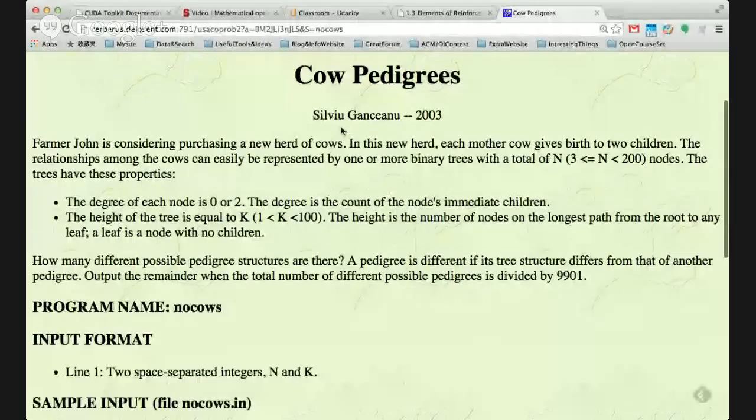Cow Pedigrees, 2003. Anyway, Farmer John has a lot of jobs to do. Farmer John is considering purchasing a new herd of cows. In this new herd, each mother cow gives birth to two children. The relationships among the cows can easily be represented by one or more binary trees with a total of n nodes. The tree has these properties.